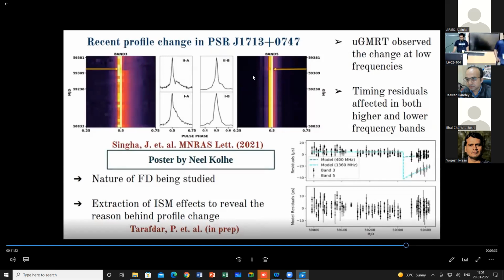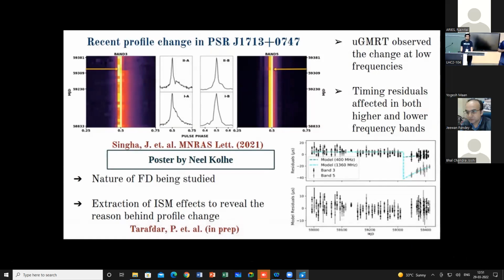NANOGrav was the first to report the change at high frequencies using CHIME, while uGMRT was the first to observe the change at lower frequencies. We also established the effects it would have on the time residuals in both band 3 and band 5. The results are significant, and a detailed analysis of this event is underway. The true reason behind this event can only be unearthed upon an exhaustive investigation from a low frequency perspective. Details of the reported results are already presented by our colleague in the poster section.